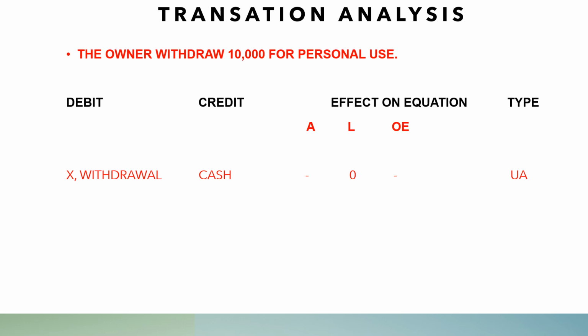So the effect on the accounting equation is that assets decreased because cash decreased, so negative. Liabilities not affected or zero because in the accounts debited and credited, there is no liability account title. Owner's equity decreased because withdrawal increased, and this is a temporary account or contra account of your capital. So that will ultimately reduce your capital, so decrease. So this is a use of assets type of transaction because assets decreased.